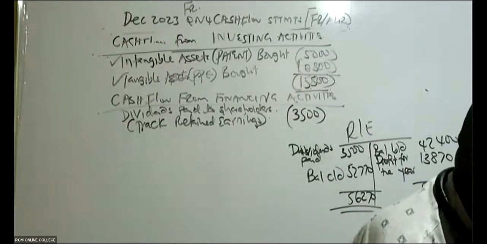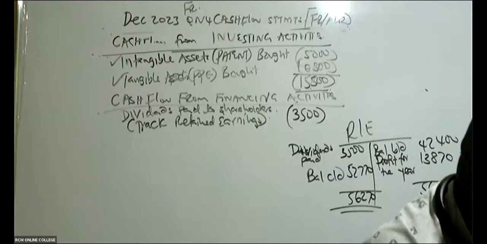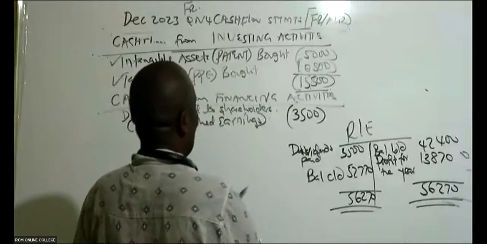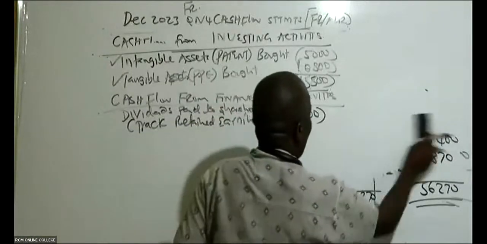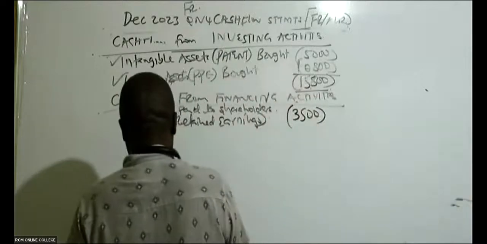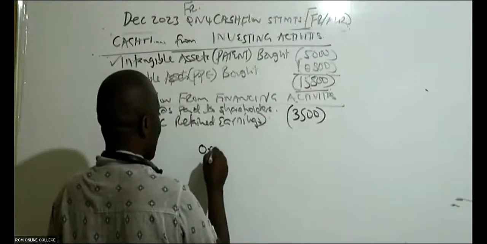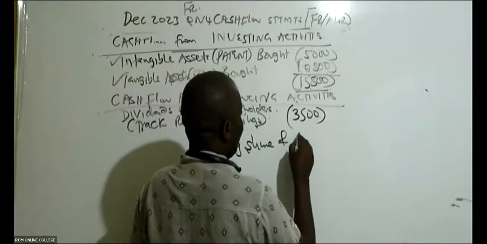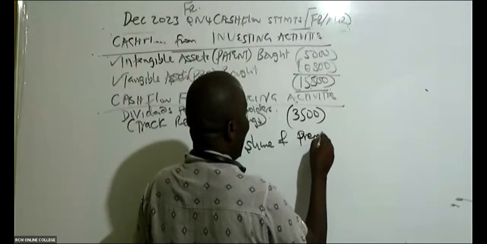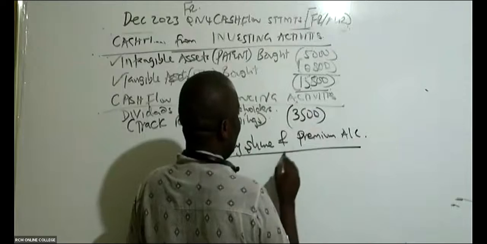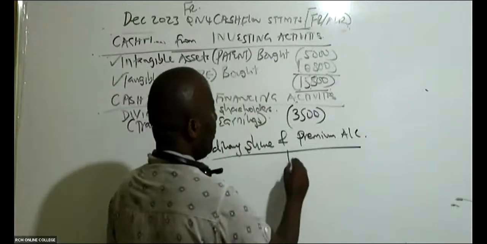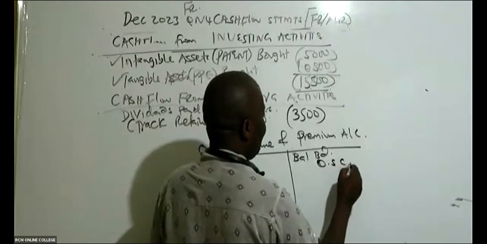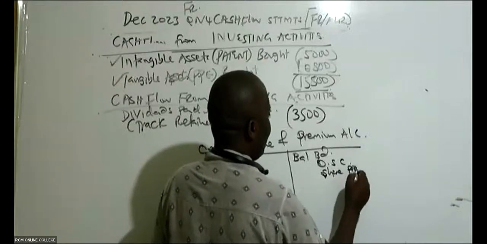Now, from there, ladies and gentlemen, go to your ordinary shares. If you look at your ordinary shares account, those belong here. You know, we have debt and equity. So we look at ordinary shares and the share premium account. You combine them. It's equity, so balance brought down here. Start with the ordinary share capital, and then we have share premium.